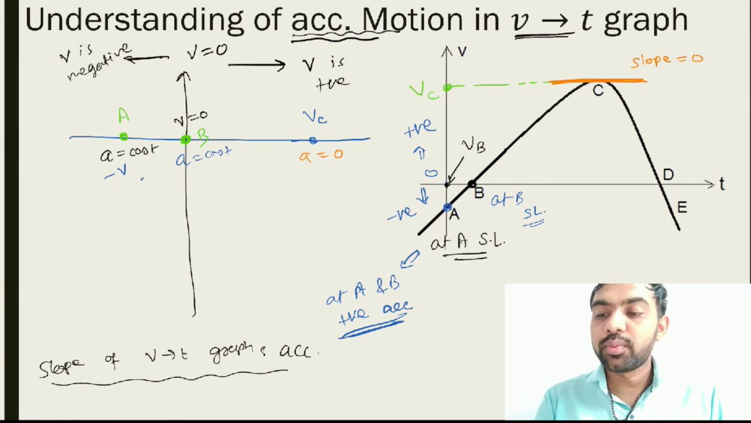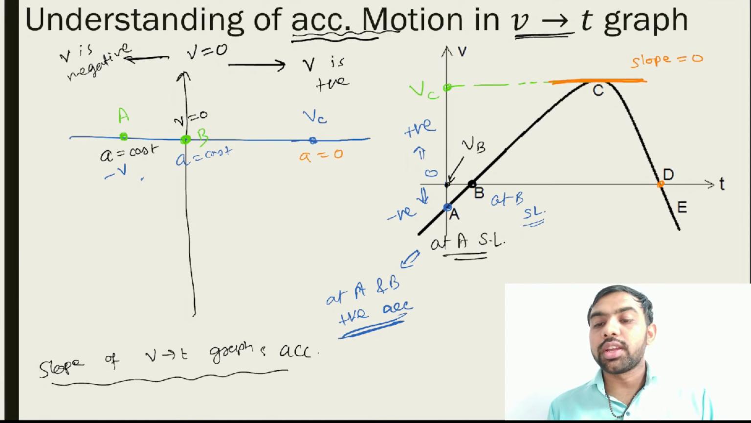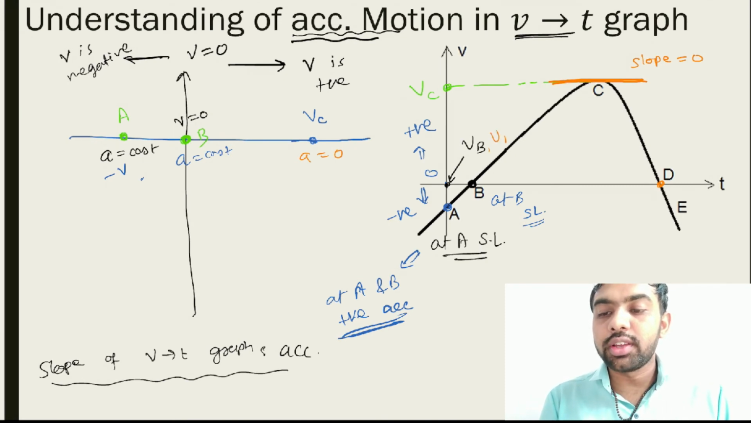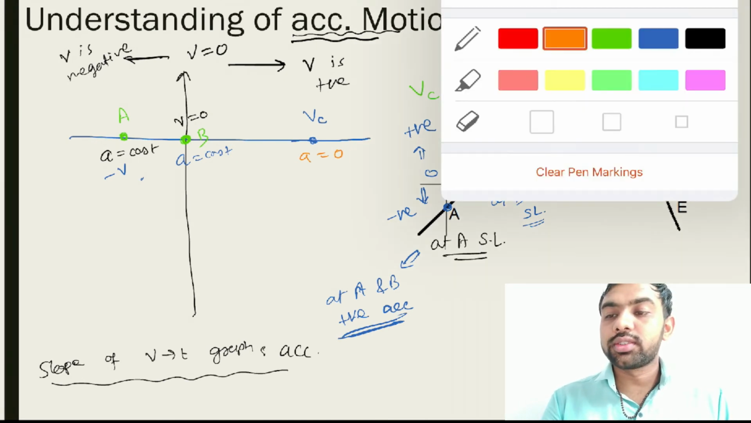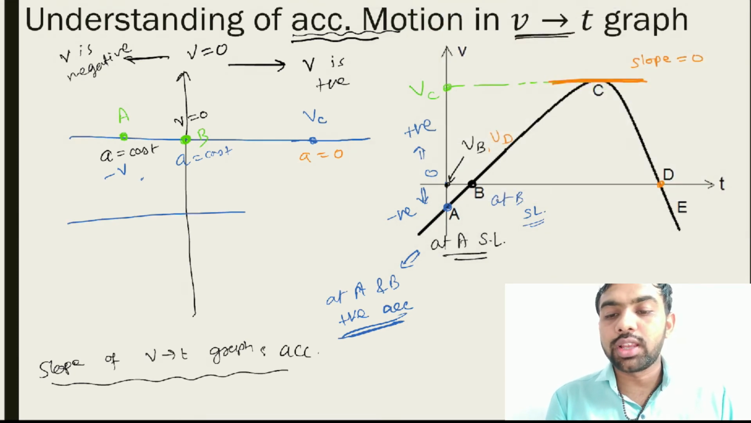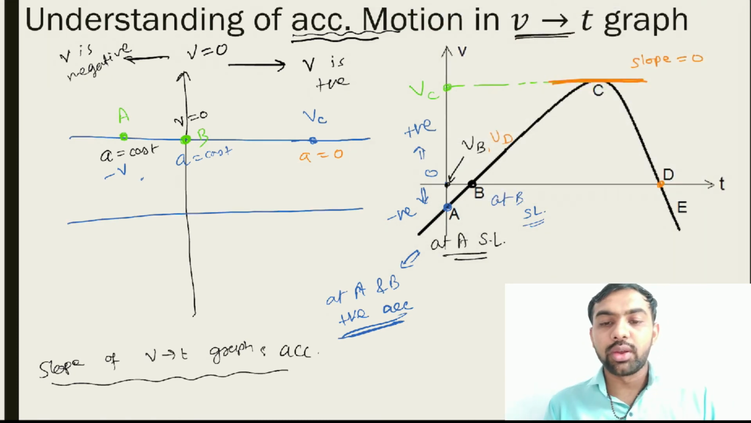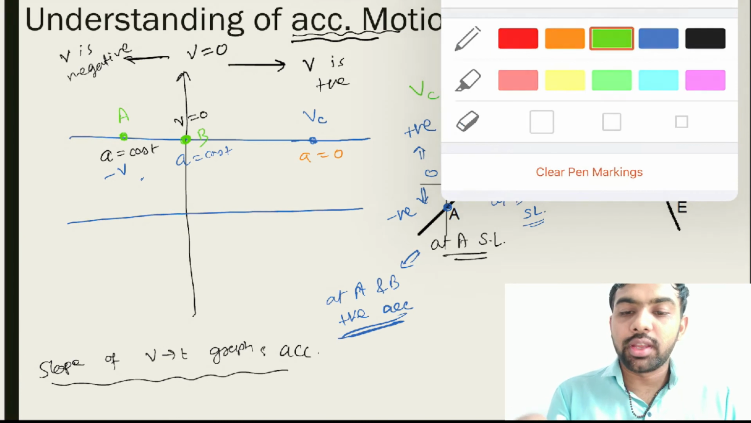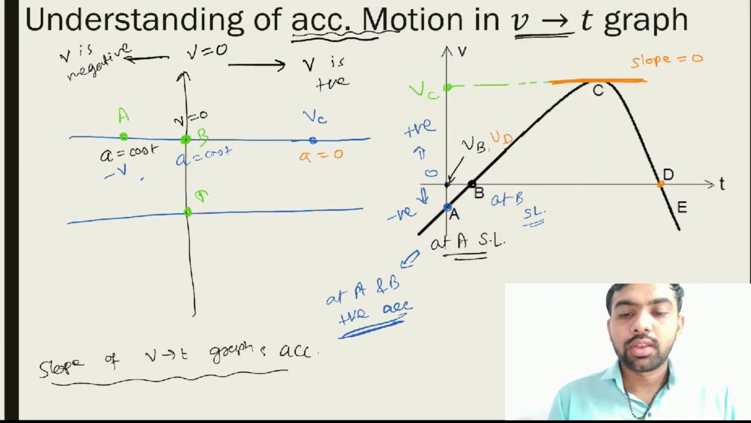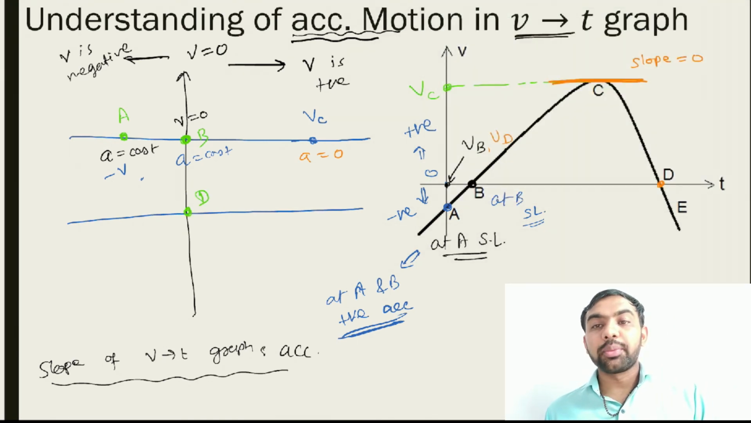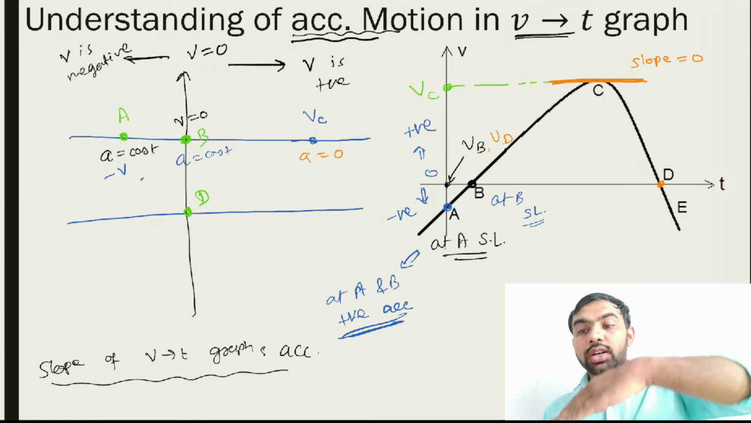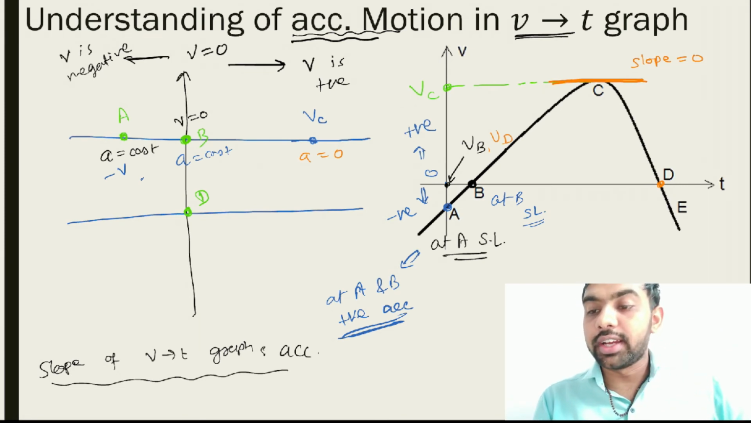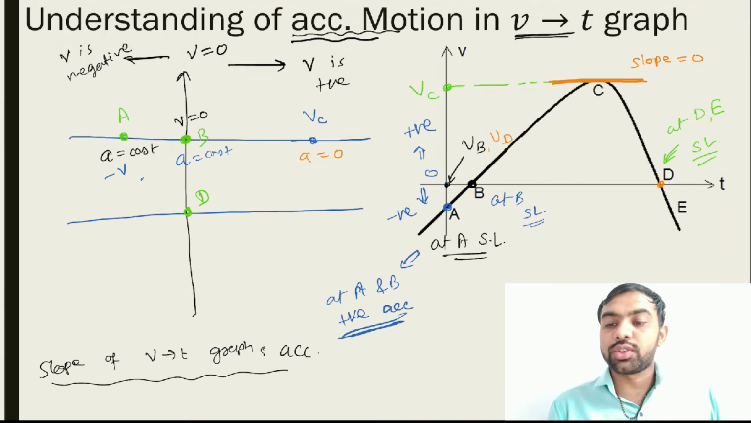Now consider D. If you think about D, VB and VD both are 0. Again draw this graph somewhere here. Actually both lines are the same, but I am just drawing it below. So this point represents D. But there is a straight line. At D and E both are straight lines, so acceleration is constant.